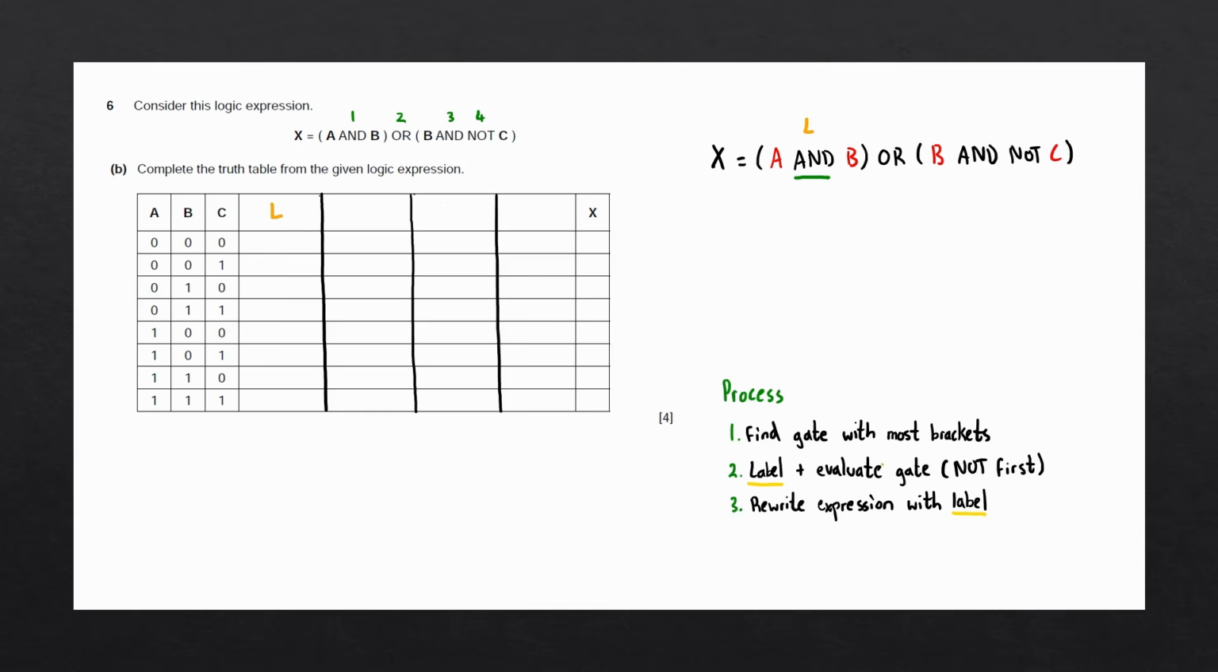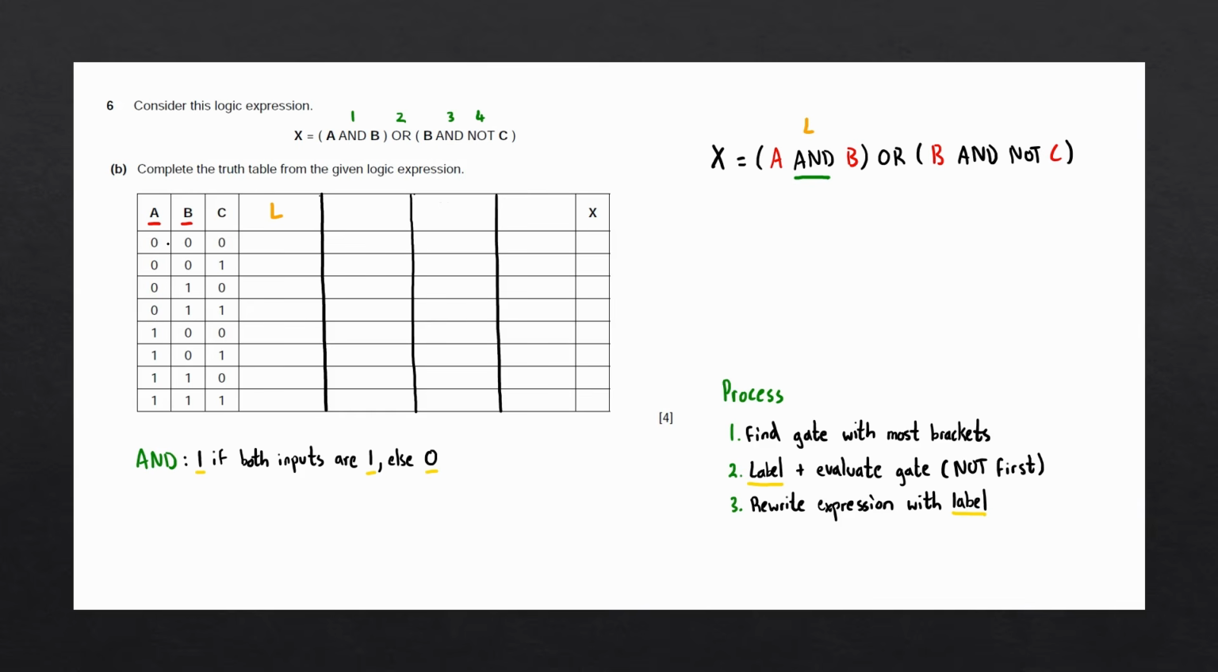To evaluate a gate, we need to apply the AND gate rule to every row of the inputs of L. In this case, the inputs are A and B. A good way to keep track of what inputs you're working with at the moment is to use pencil and underline the inputs. So for each row of A and B, we'll apply the AND gate rule and write the output in the L column. The rule for the AND gate says that the output is going to be 1 if both inputs are 1. Otherwise, the output will be 0.